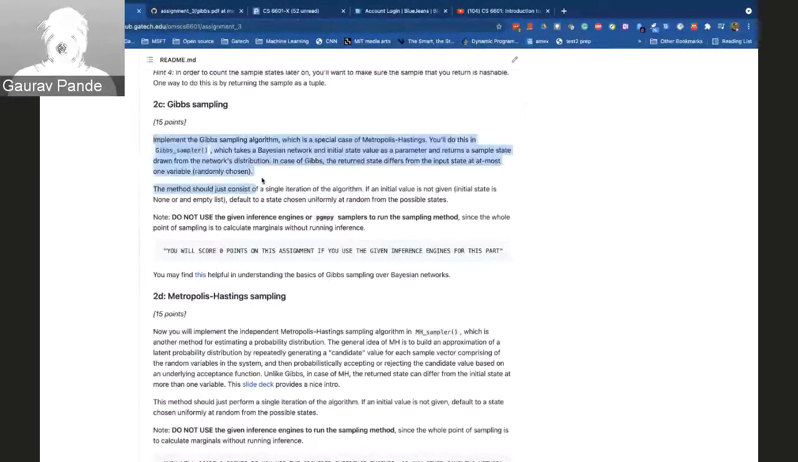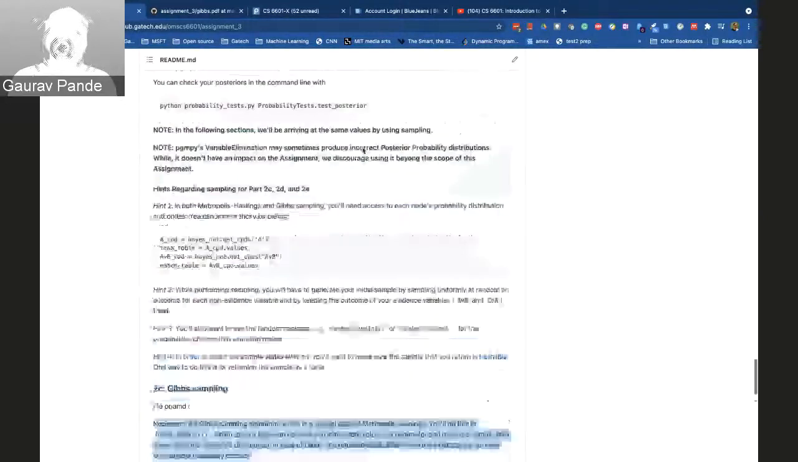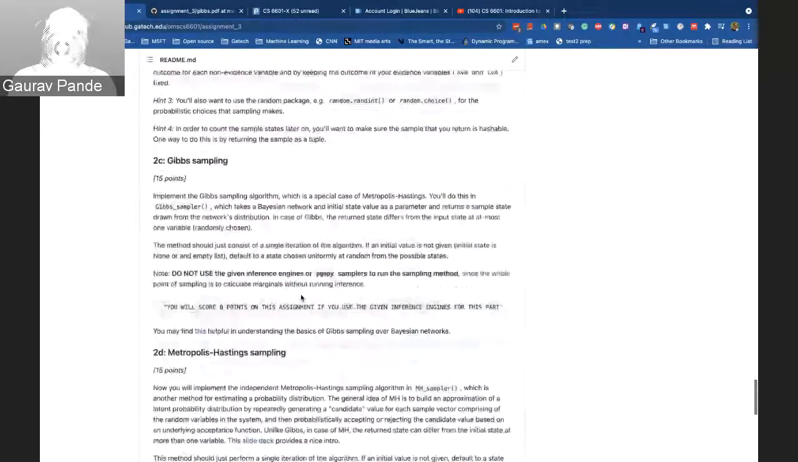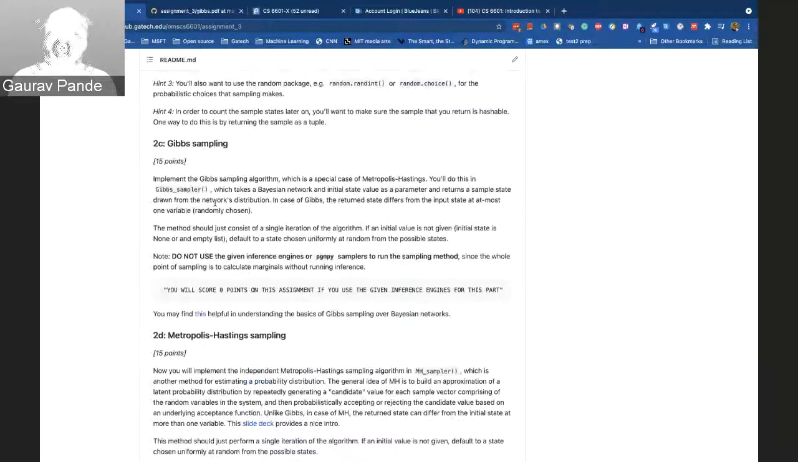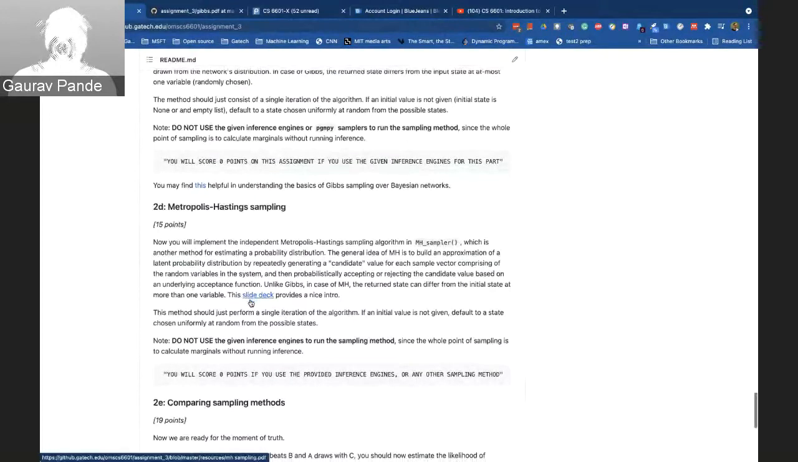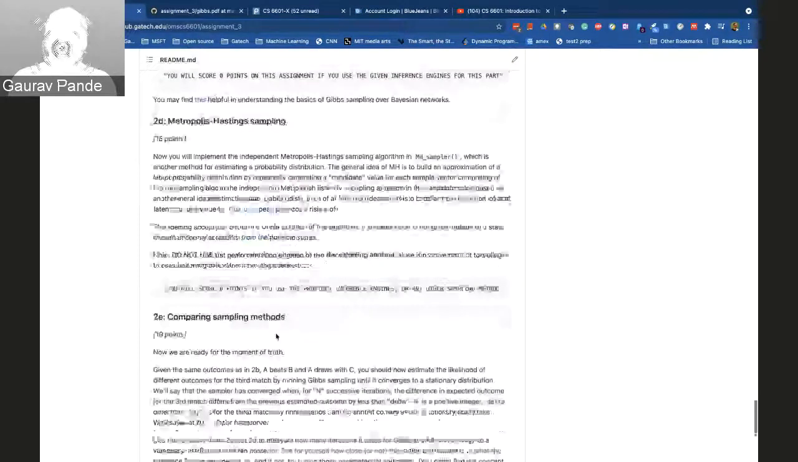And part 2C, I talked about it. Implement the Gibbs sampling. Given the evidence, these two evidence, A beats B and A draws C, you need to implement a Gibbs sampling where you will randomly pick the non-evidence variable. In Gibbs sampling, you will pick one random variable at a time, and in the image sampling, you will pick all the random variables all at once. The slide deck here provides a nice introduction. Please go through it. And I said, feel free to use YouTube or Google to learn more about how these algorithms work.